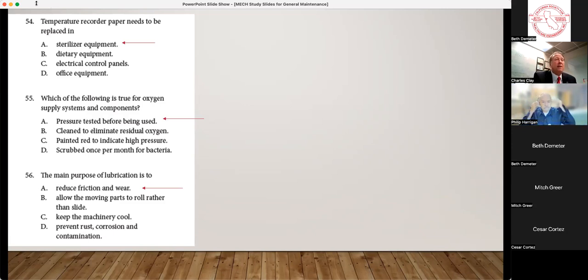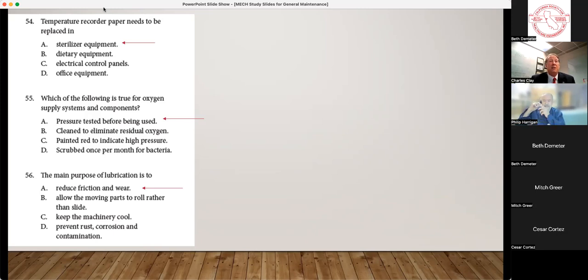Question 55, 56: the main purpose of lubrication. I mentioned this early on. I like this part of it. It says to reduce friction and wear. By elimination, it allows moving parts to roll rather than slide. Well, not necessarily. Sometimes we use lubrication to make things slide.